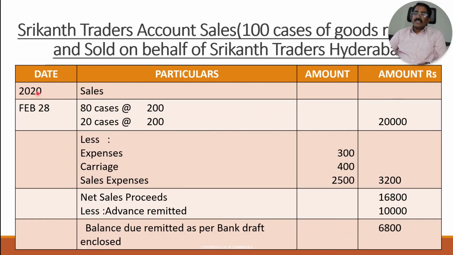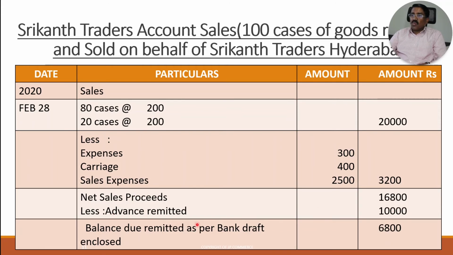Here, date column: 2020, February 28; sales, particulars column: sales. So 80 cases he sold at the rate of 200 and 20 cases he sold at the rate of 200, and altogether we have 20,000 rupees. Expenses incurred by the consignee: 300 rupees expenses, carriage 400 rupees, sales expenses 2,500. Total: 2,500 plus 400 plus 300 is equal to 3,200. These are the expenses, minus from 20,000. So net sales proceeds 16,800.